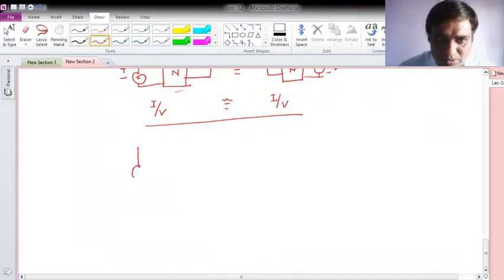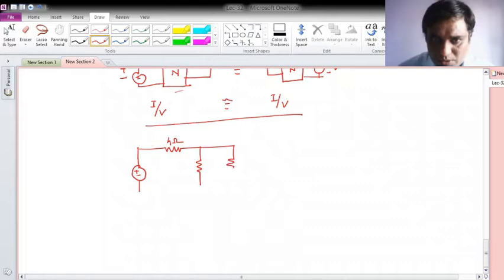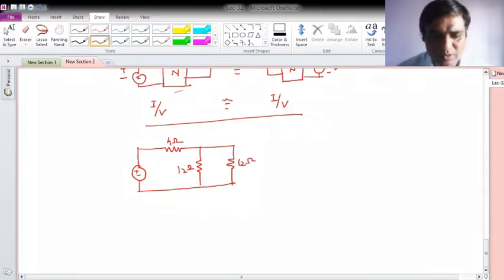So suppose this is the source connected with a 4 ohm resistor, and then in parallel, 2 resistors are connected, that is 12 ohm and 12 ohm. Okay, so now prove this reciprocity theorem. So the voltage source is some number, that is 10 volt.